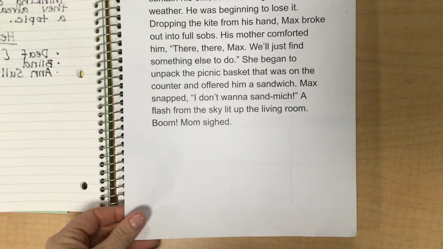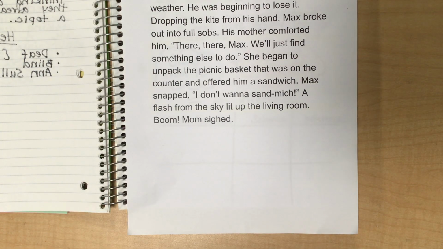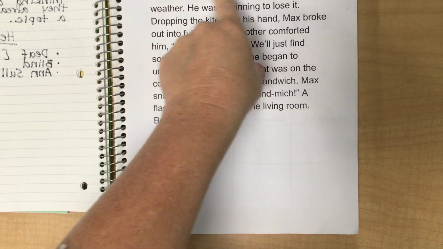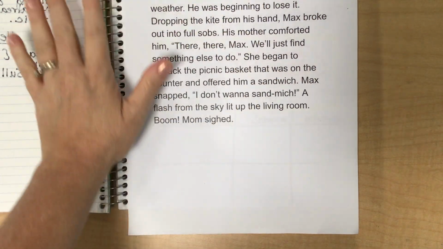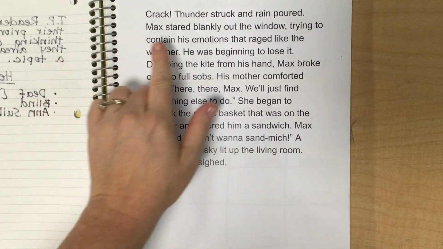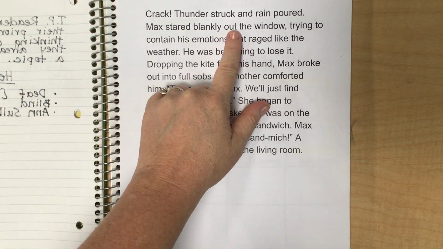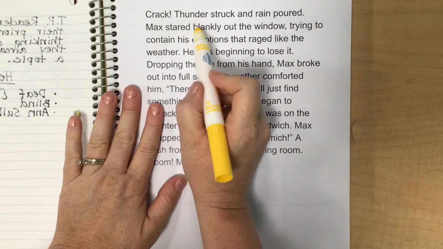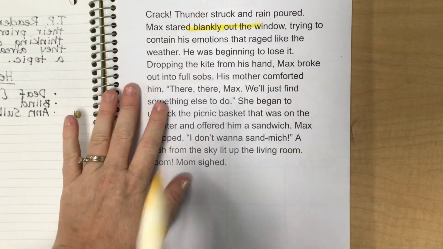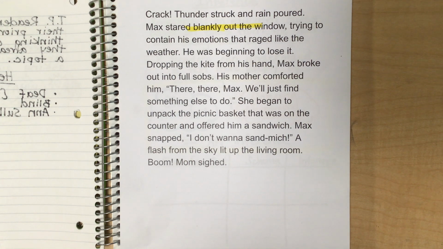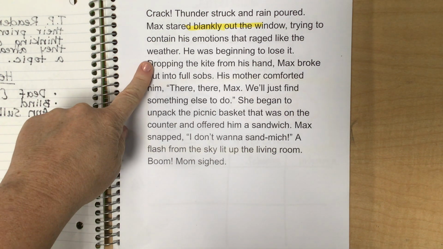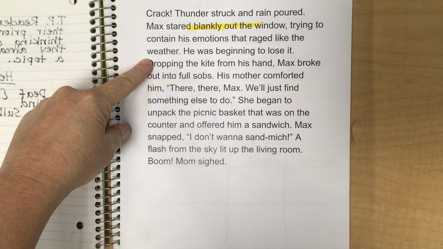Let's see. I'm going to use my yellow. "Crack. Thunder struck and rain poured. Max stared blankly out the window." If you stare blankly out the window, I can imagine feeling kind of disappointed. That was a little clue for me, right? "Trying to contain his emotions that raged like the weather. He was beginning to lose it." He was really upset. "Dropping the kite from his hand, Max broke out into full sobs."